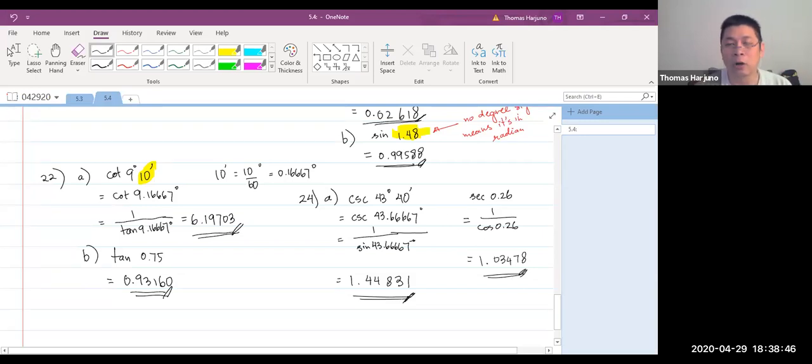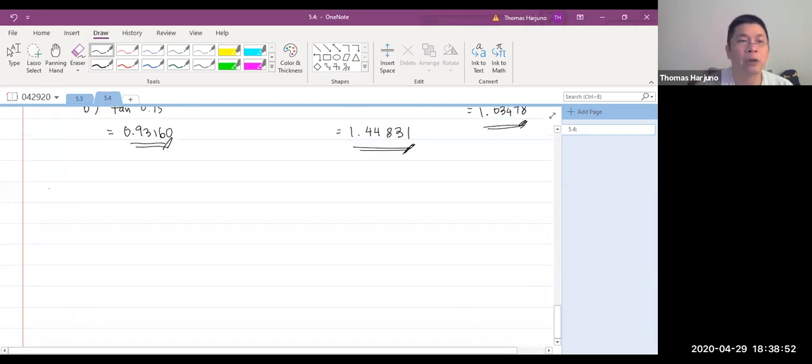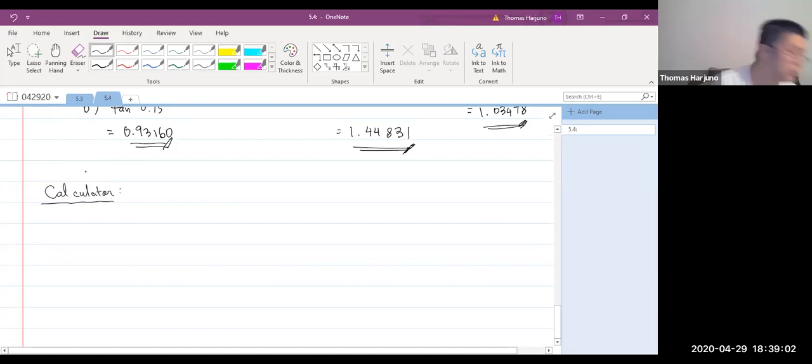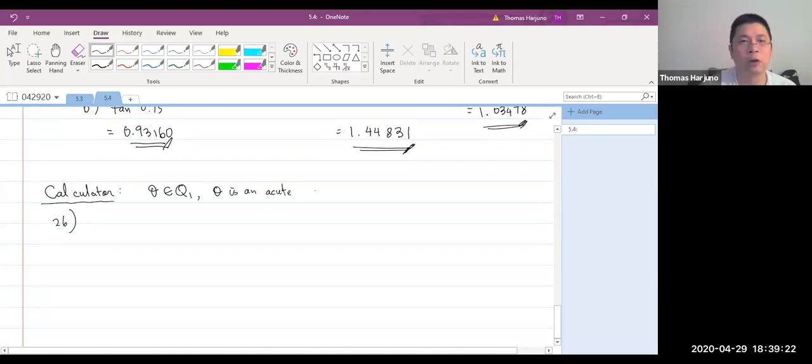Now, still on calculator. What happens if I need to find the angle instead? Suppose, for example, number 26. The assumption is that theta is in the first quadrant. Sometimes we say theta is an acute angle, just to make sure that it is in quadrant 1.